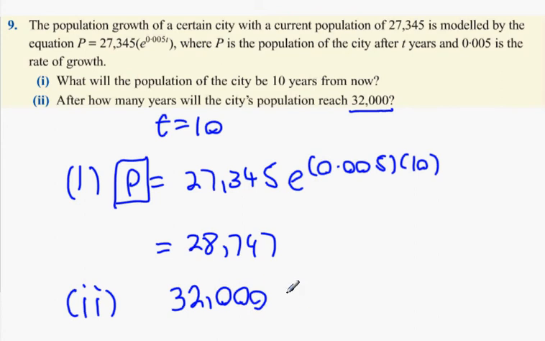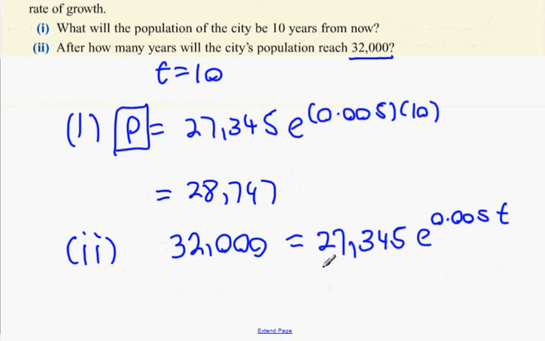Okay, I'm going to do it Simon's way this time. Simon just asked me a slight variation on it, and I want to show you that it doesn't make a difference, okay? So 32,000 equals 27,345 e to the power of 0.005t. Now, the first step is going to stay the same, no matter what.